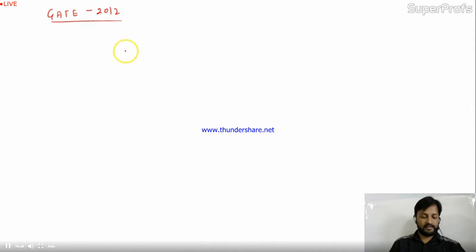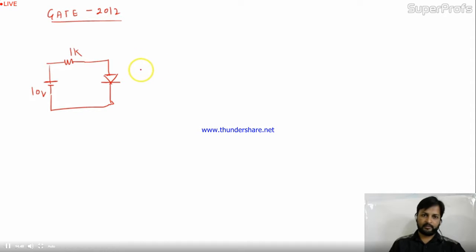And the question is: given the circuit, 1K connected with 10 volt, and given over here a diode, let's take it D1. The voltage drop in the diode is mentioned in the question as V, and the current in the diode is also given as I. Is it okay? This is your question.